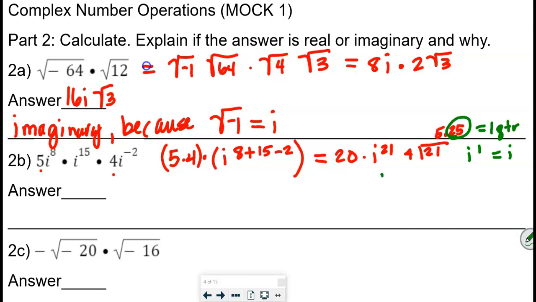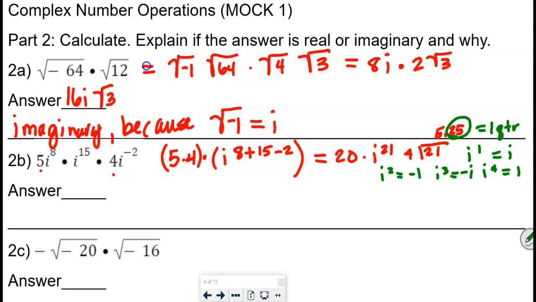Now, if you don't remember, i to the second, hopefully you remember that one, is negative 1. And then i to the third, and then i to the fourth. Y'all remember these? Okay. So remember, i to the third is just i to the first times i to the second, right? So that's going to be negative i, and then i to the fourth is going to be i to the second times i to the second, so that's just positive 1.